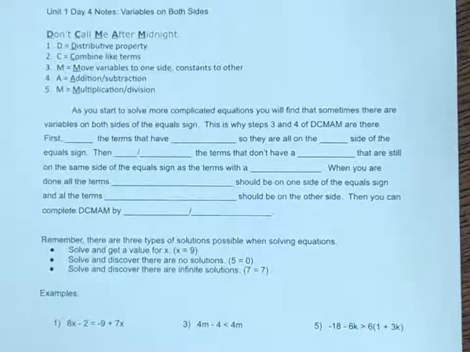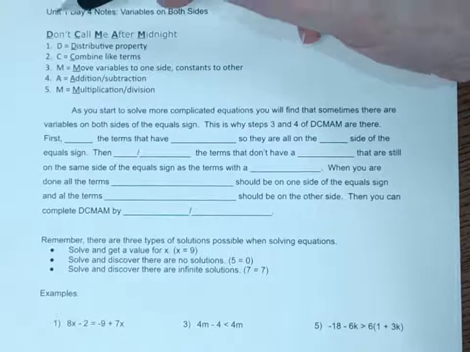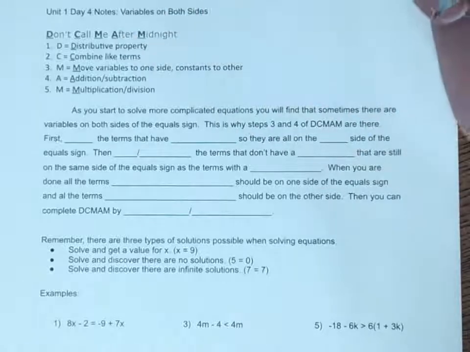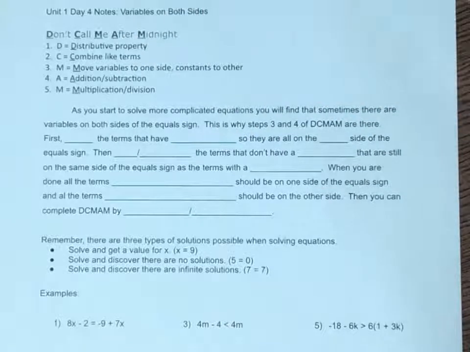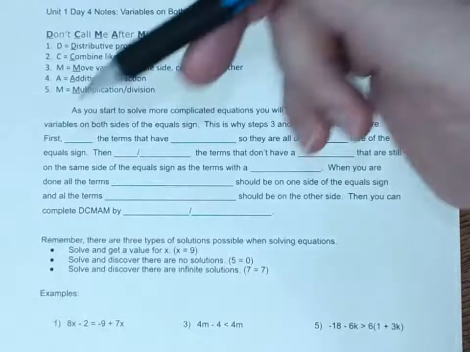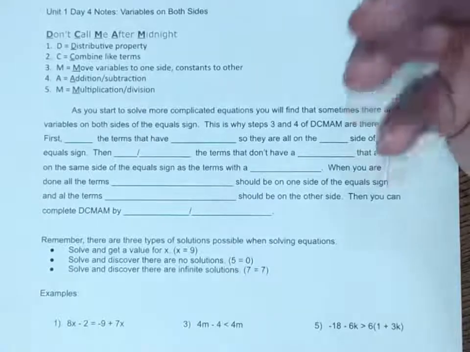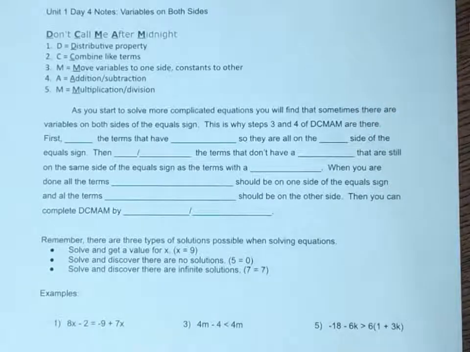Let's go. So at this point, you have used Don't Call Me After Midnight several times for several days, and you should be getting pretty familiar with it. It's going to be a lifesaver in this class, and particularly in this unit. As we start to solve more complicated equations, we're going to find that sometimes there's variables on both sides. So that's the new kind of extra thing that we are introducing today. This is why steps 3 and 4 are very important.